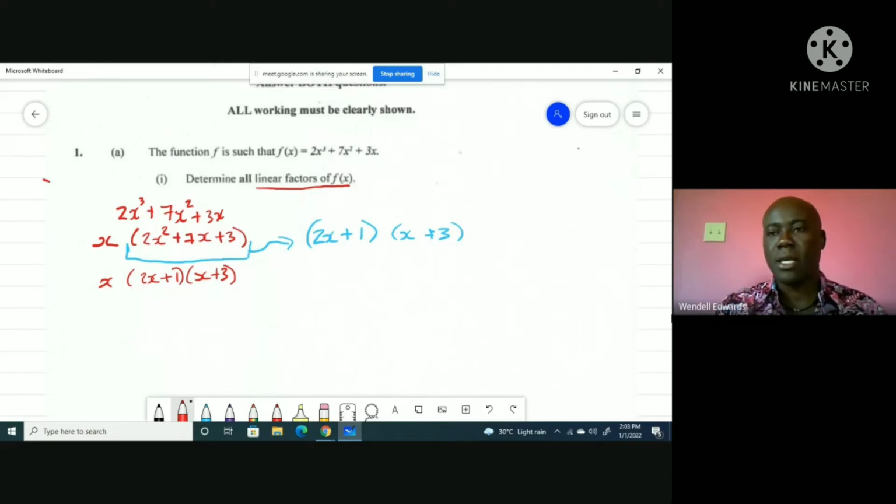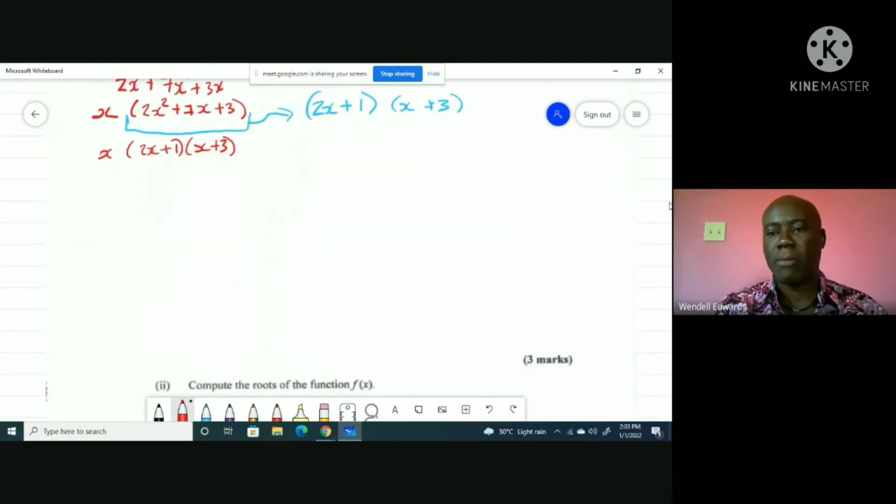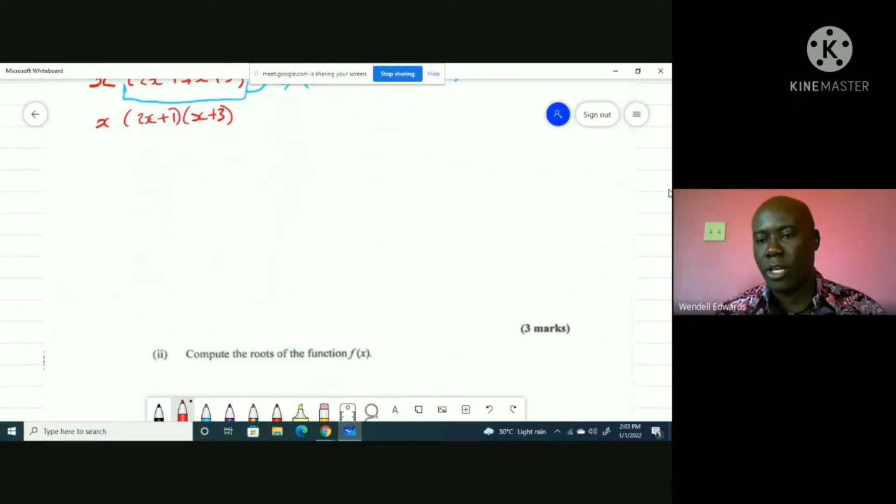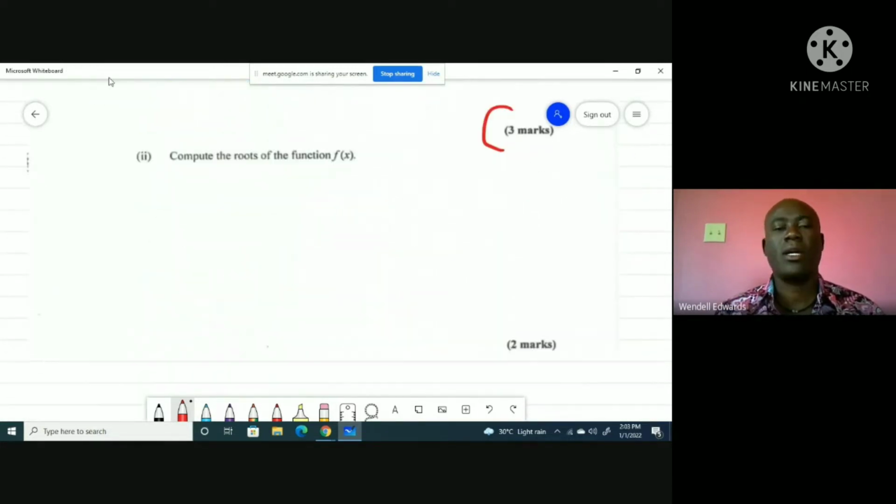And with this, I believe we'll get about 3 marks for that. As you could see down here, 3 marks for that. All right, let's move forward. Compute the roots of the function.